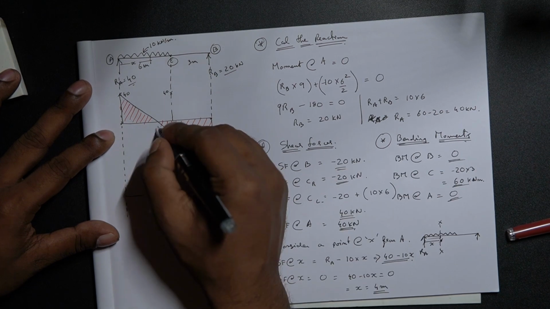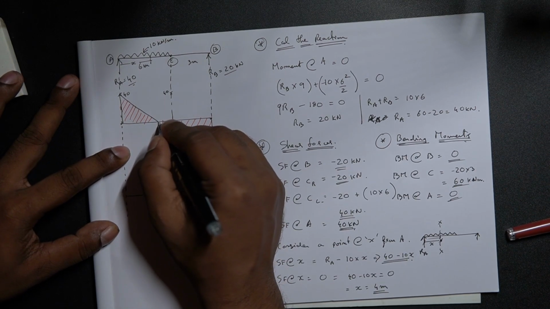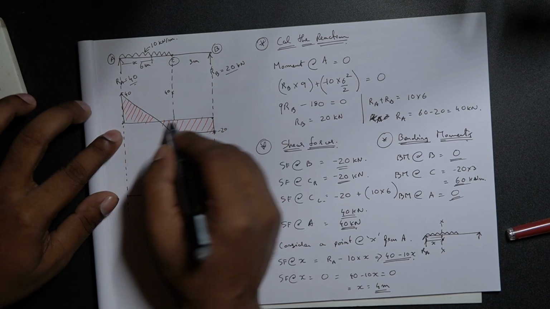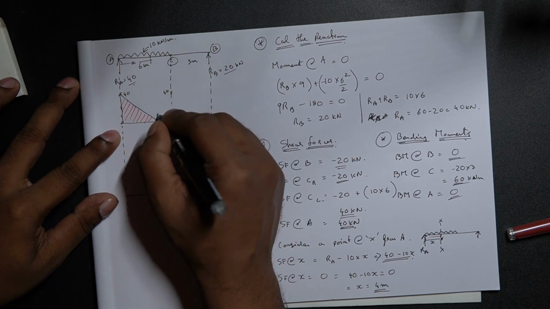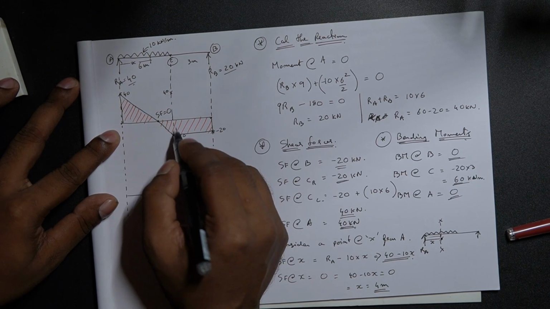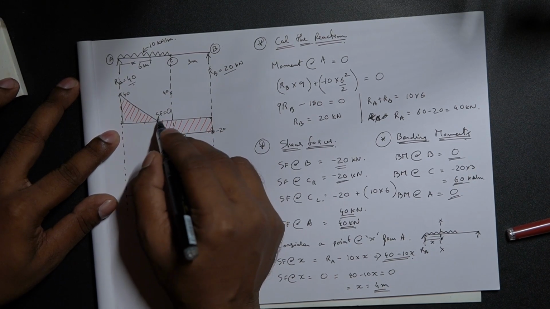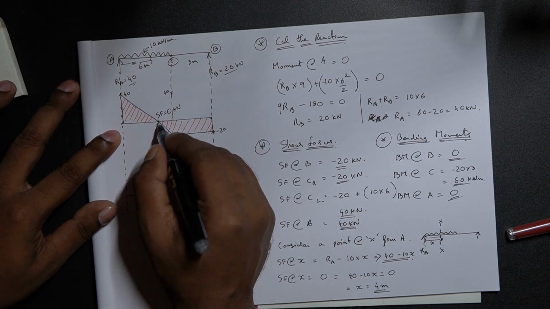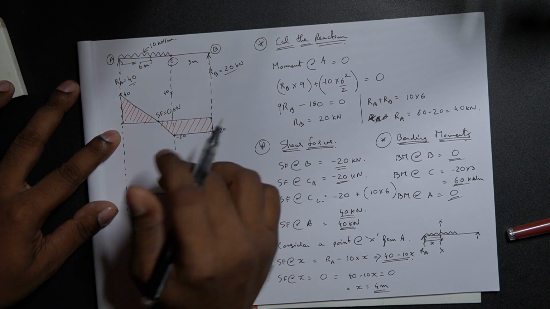So as you can see, at this particular point, somewhere at a distance of x, the shear force is equal to 0. You can see that it is not on positive side, not on negative side, it is at absolute 0. So the shear force at this point is 0 kilonewtons. That means it is at this point the maximum bending moment will also occur.